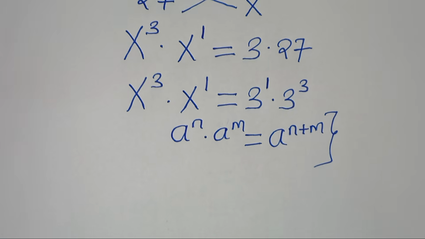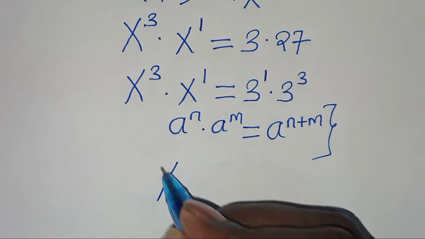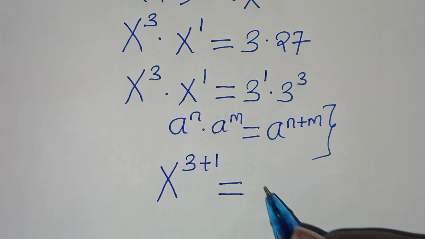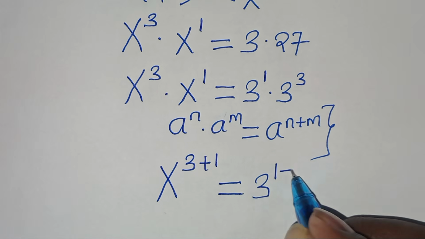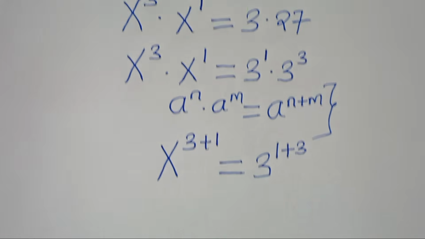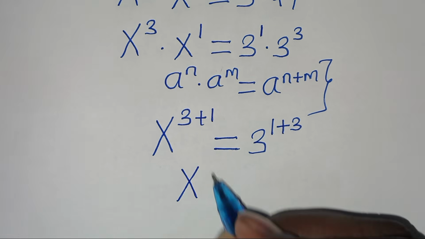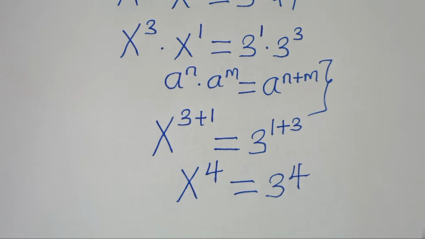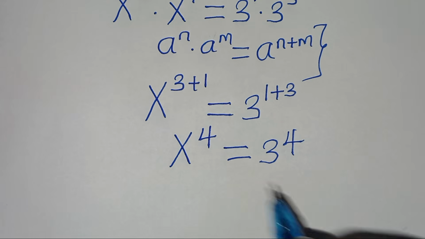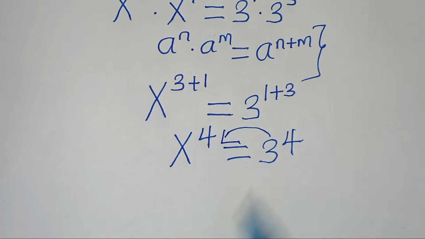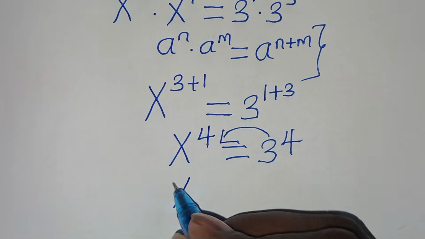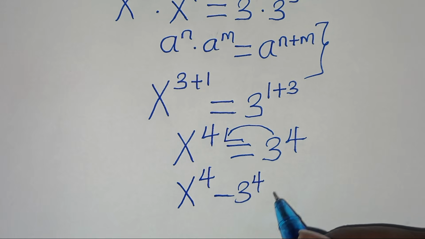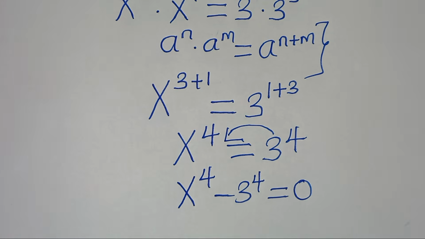Applying this exponent property, it follows that we have x raised to the power of 3 plus 1. This is equal to 3 raised to the power of 1 plus 3. So we have x raised to the power of 4. This is equal to 3 raised to the power of 4. The next step is to take 3 to the power of 4 to the left hand side, so that we have x raised to the power of 4, subtract 3 to the power of 4. This is equal to 0.